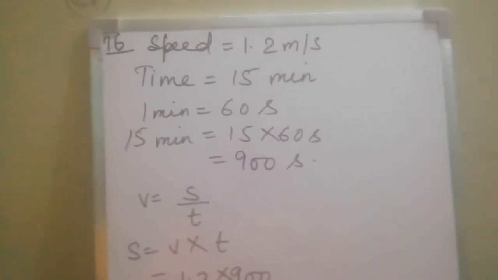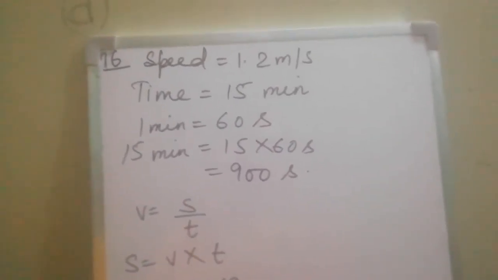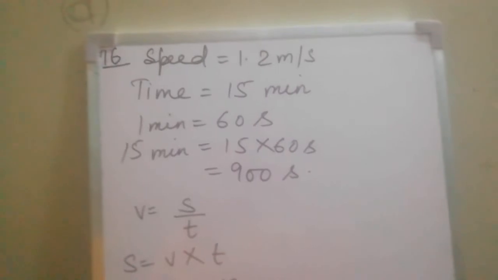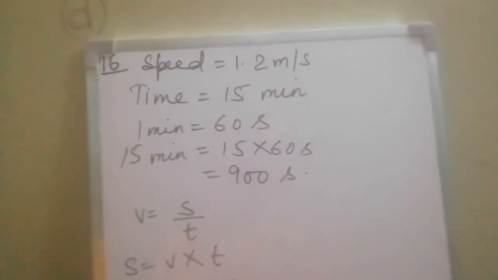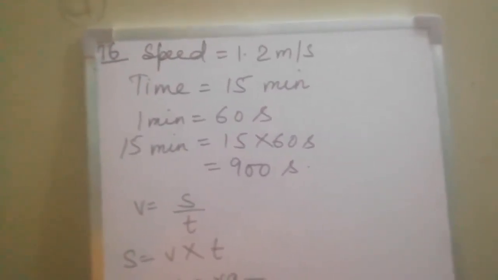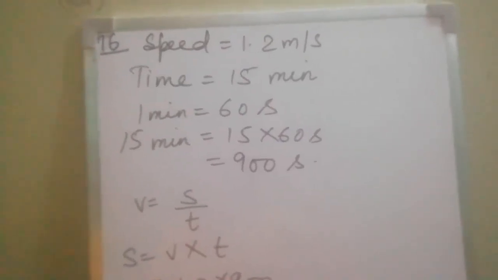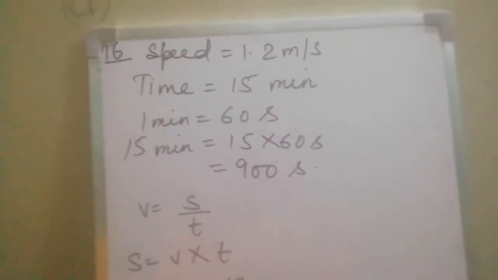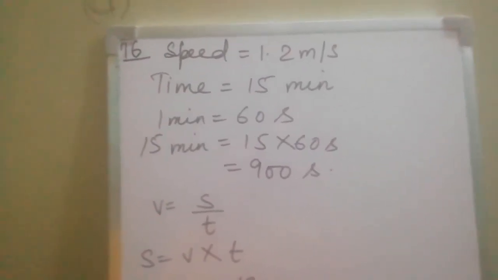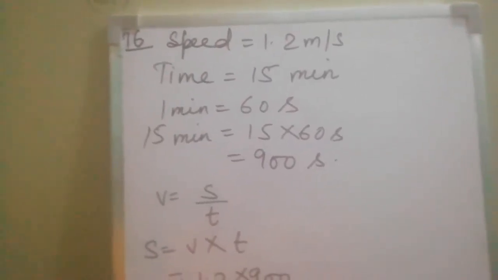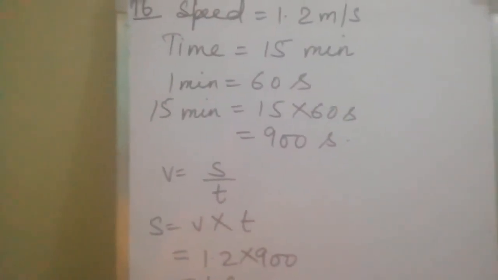See, children, first of all, since speed is given to us in meter per second, we have to convert the given time, which is in minute, into seconds. 1 minute equals 60 seconds. So 15 minute equals 15 into 60, that is 900 seconds. Now we have to find out the distance. Formula is v equals s by t. We have to find out s.